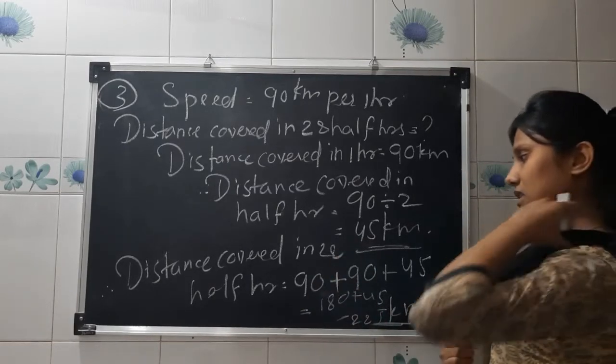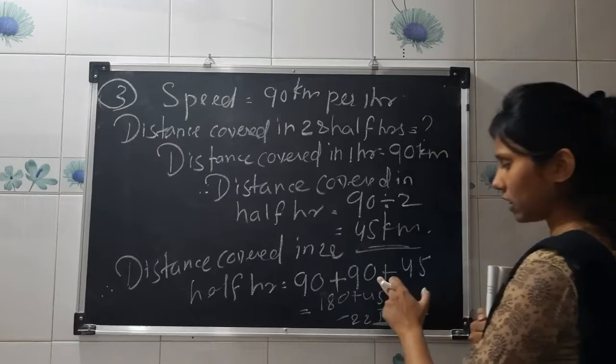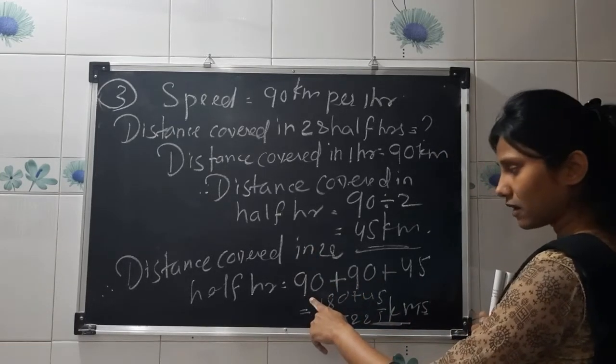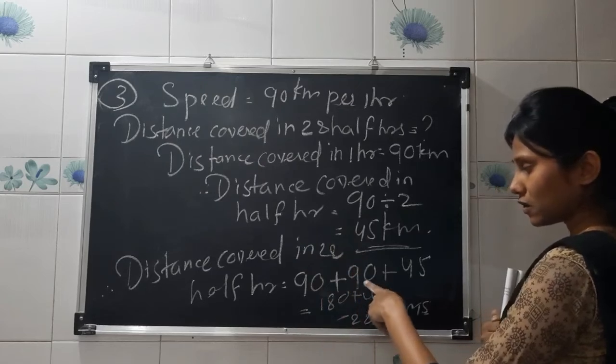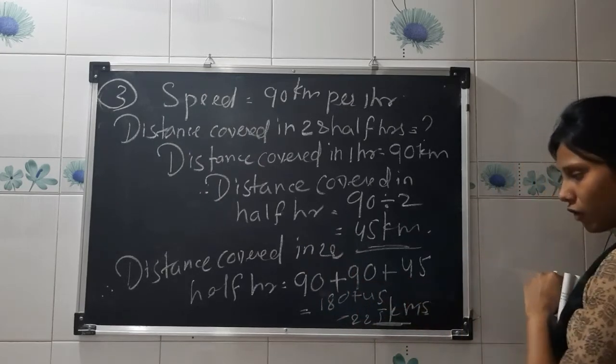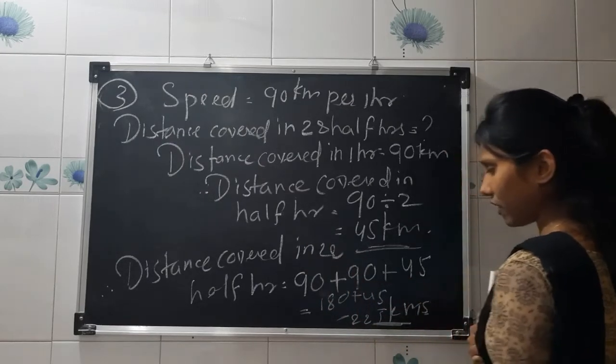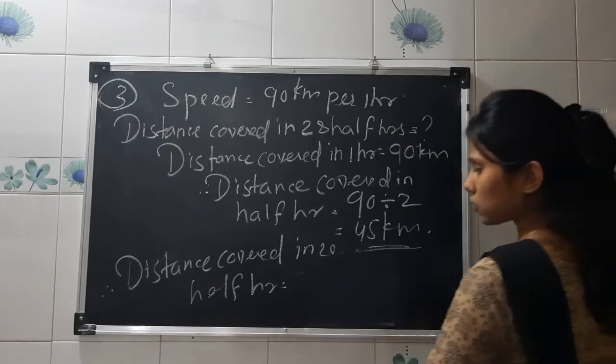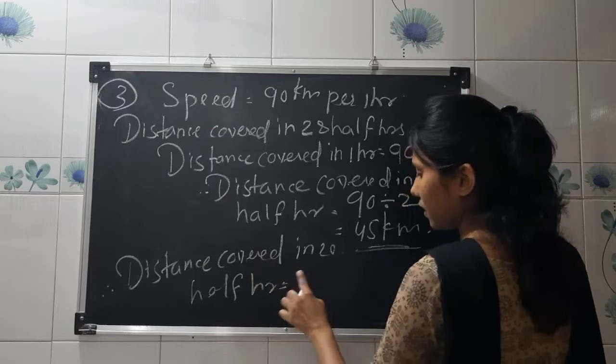Okay, so the total distance covered in 2.5 hours is the distance covered in 1 hour, 90 kilometers, plus again 90, plus 45. Okay, 225 kilometers. This is one method. You can also find it like this.